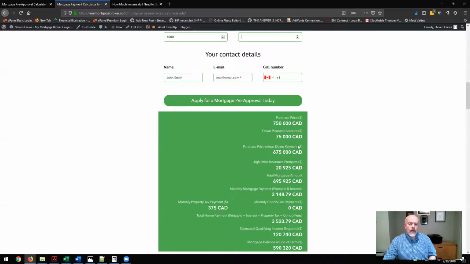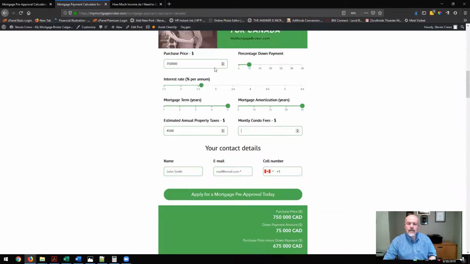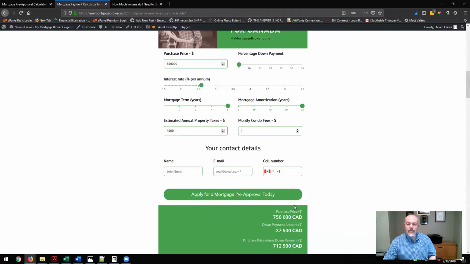The one caveat to purchasing a house over $500,000 is that the legislation requires that you have 5% down on the first $500,000 and then 10% on the rest. And so in this case, did we do that? I'm not sure. No. So this calculator does not factor that in.